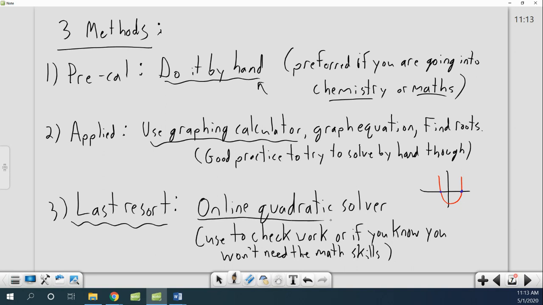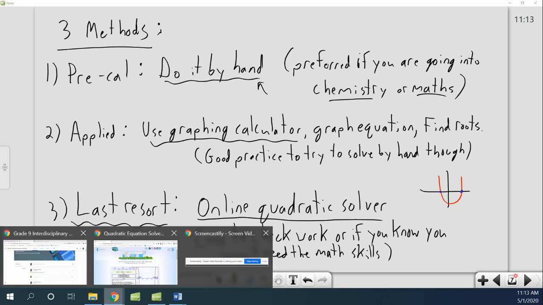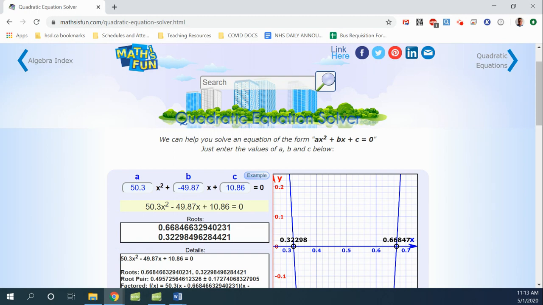There are online quadratic equation solvers. If you know you're not going to need the math skills at all, I'd say try to do it by hand, but then make sure you check it using the quadratic solver. Don't rely on this completely, but it's there to help you out. If you literally just Google quadratic equation solver, the first thing you get is a link to mathisfun.com, where you punch in what your A value is, what your B value is, what your C value is, and it tells you what your roots are, what your answers are, right down here.